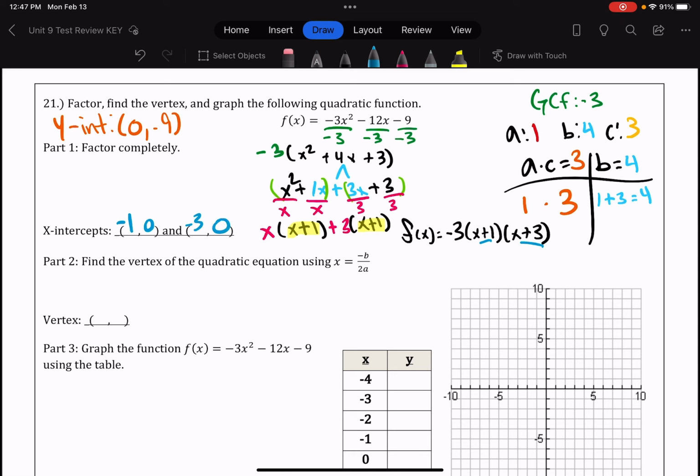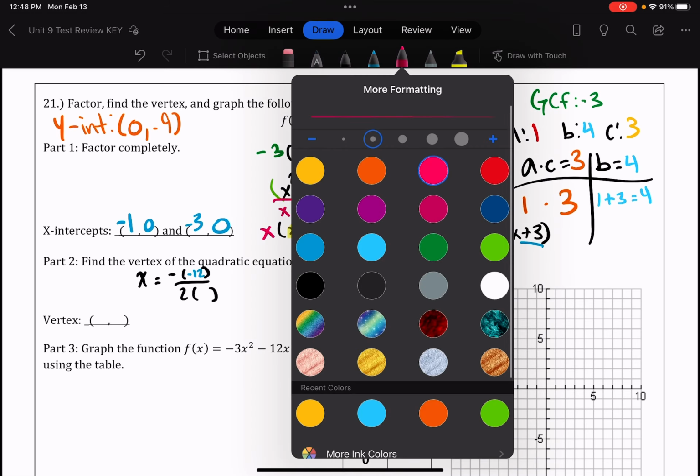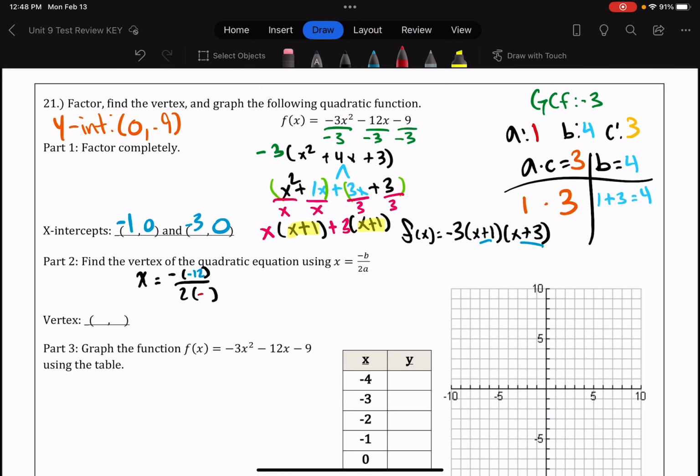Now let's find our vertex. First thing I've got to use is that axis of symmetry formula, negative b over 2a. Looking at my function, it doesn't matter if I use the one that I've taken the GCF out of or not, because I've already taken out a common factor there. It would work either way. But if I go back to the original function, I've got negative 12 divided by 2 times negative 3. So that's going to give me 12 over negative 6, and that gives me an axis of symmetry at negative 2.